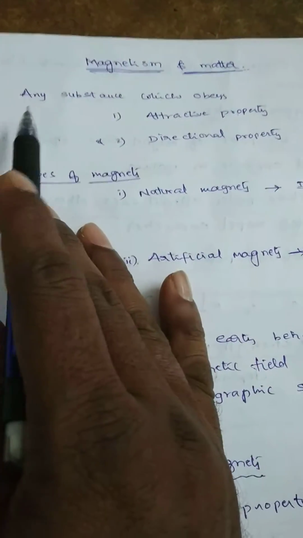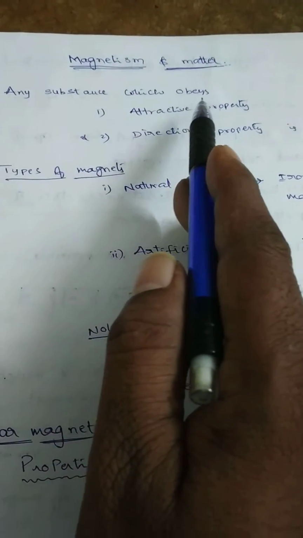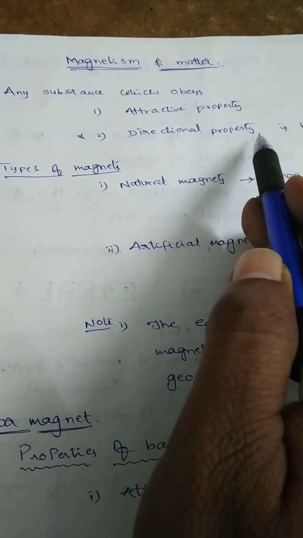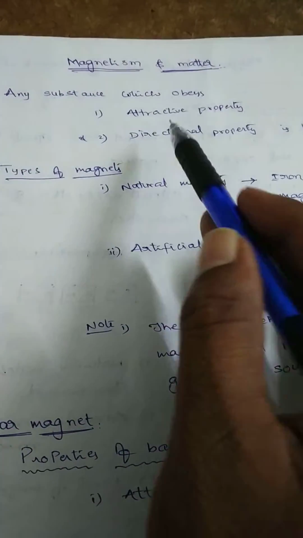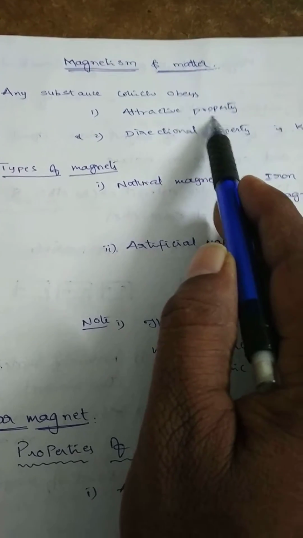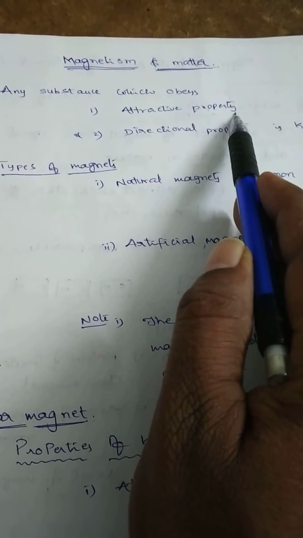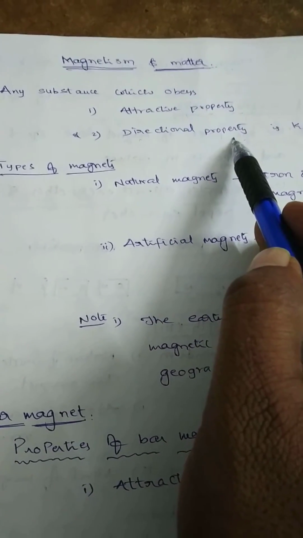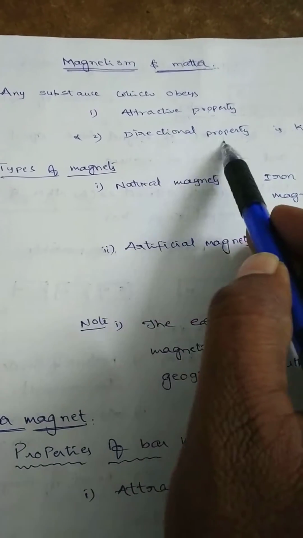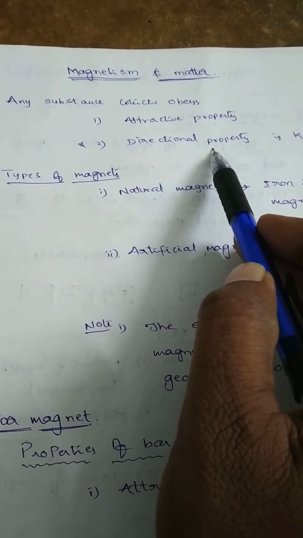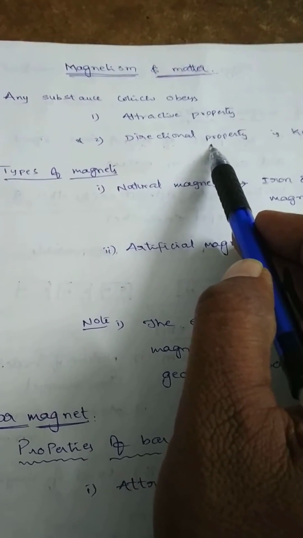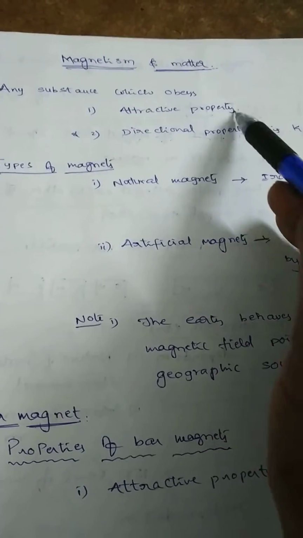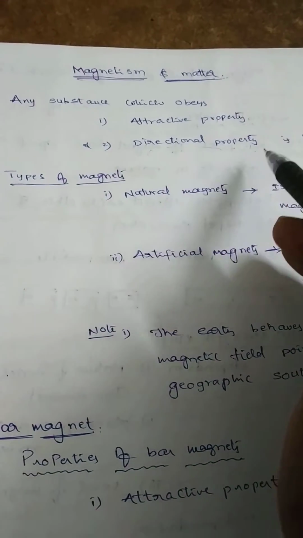In general, remember that any substance which exhibits both attractive property and directive property is known as a magnet. Attractive means it attracts small pieces of iron, cobalt, nickel, etc. Directional property means when it is suspended freely in the Earth's magnetic field, it always aligns in the direction of north and south of Earth. It is called directional property. So a substance which obeys these two properties is called a magnet.